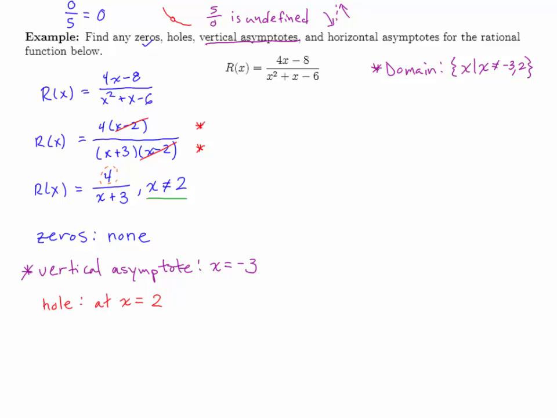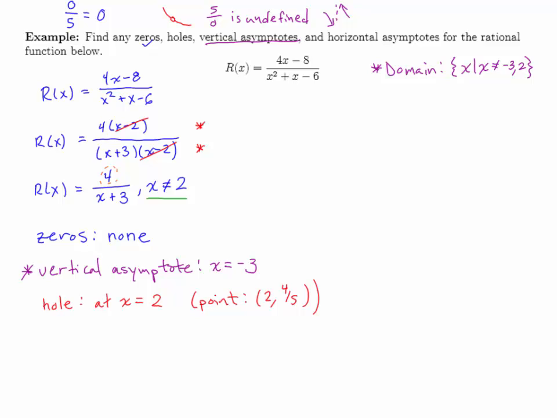So if we wanted to know exactly where that point occurs, we would look at what the y value of this function is near. And so if we plugged in 2, we would see that we have 4 over 2 plus 3, so 4/5. So if this function were defined at 2, it would pass through 2 comma 4/5. So what we're going to see is that that open circle is just going to occur at 2 comma 4/5. That would be the point where that hole is.